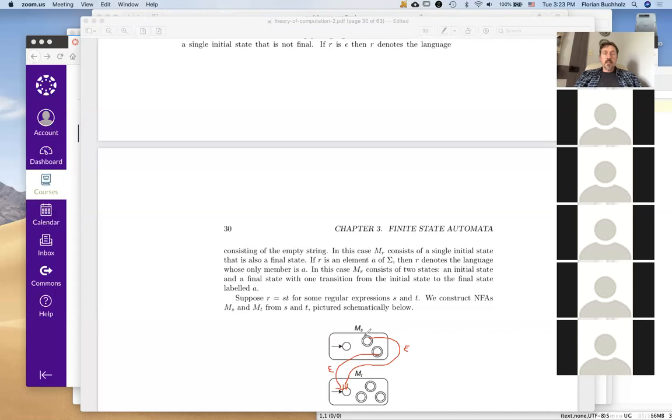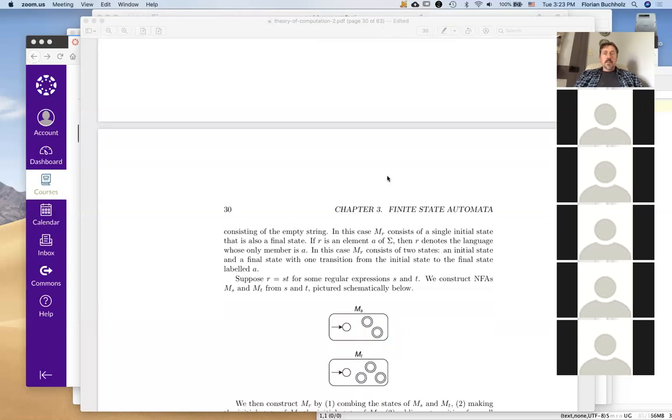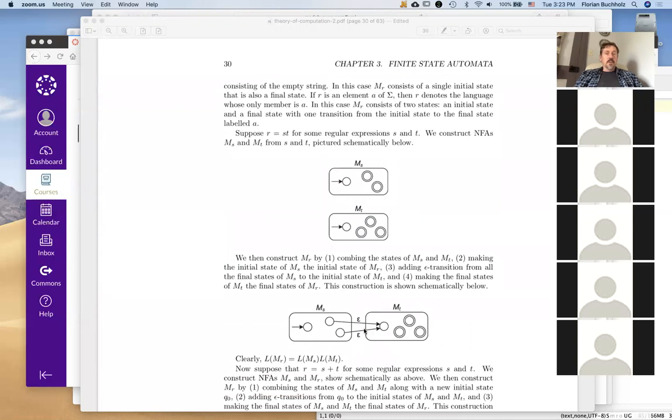And then we need to make these no longer accepting states, because we only want to accept these now. Hopefully, I should have cleared that. Okay, clear. And this is what's denoted by this, right? These are no longer accepting states, and we just add epsilon transitions. And this now is an automaton that accepts the concatenation of the S and T languages. Yay.